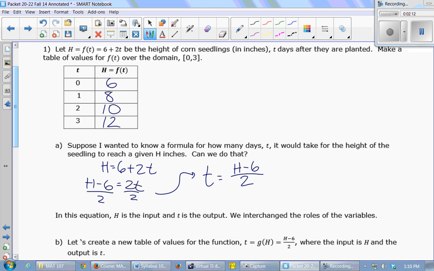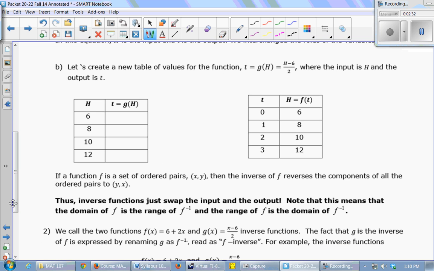Now h is the input. So it used to be that t was my input and I would calculate the output h. Now my input is h and I calculate the output t, time. So I interchanged the roles of the variables. Input became the output, output became the input. So if I create a new table of values, where now I'm plugging in h and getting out a t, if I plug in 6, what do I get for time? How long does it take to get to 6 inches? 0. And how long does it take to get to 8 inches? 1, and 2, and 3.